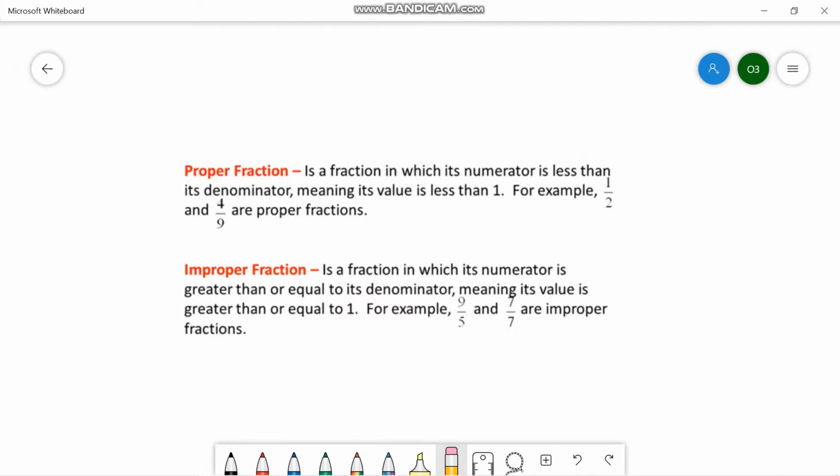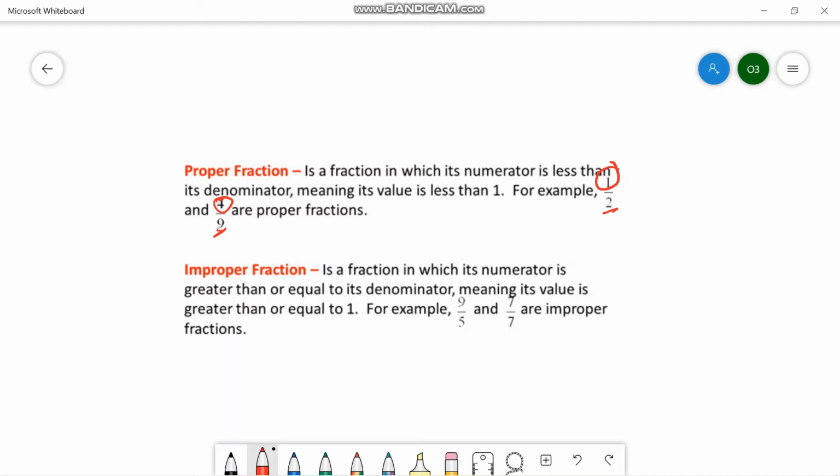proper and improper. Proper fraction is a fraction in which its numerator is less than its denominator, meaning its value is less than 1. For example, 1/2 and 4/9 are proper fractions. As you can see, their numerator is smaller than their denominator. So 1 is smaller than 2. 4 is smaller than 9. So we call them proper fractions.